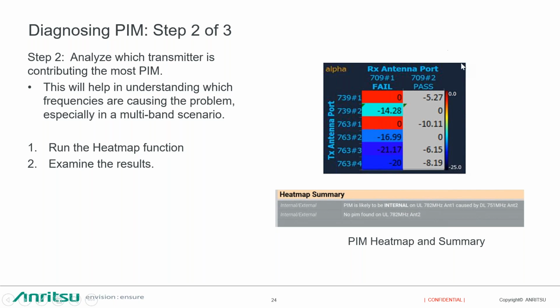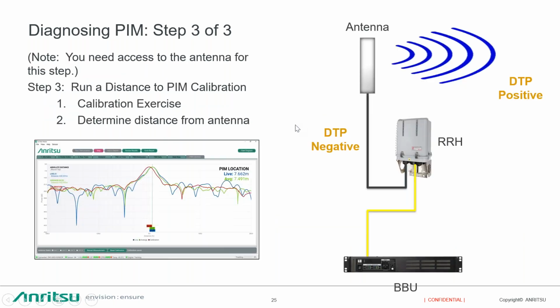So you can look at this graph, which is a report that comes out of the IQ FiberMaster, and you can examine the results in a heat map summary, plain English as well. So that's step 2. Now we've answered a couple of different questions, right? We've answered the basic questions about PIM. We've answered which transmitters. And then you can go to a 3rd step. The 3rd step is doing a distance to PIM analysis.